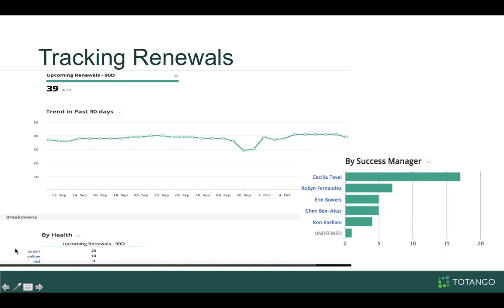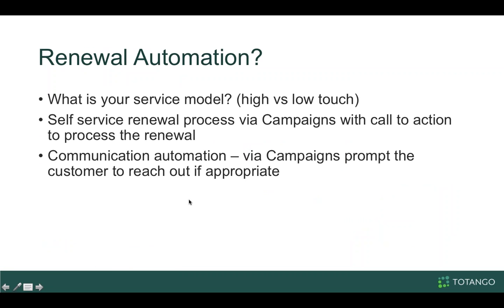So I can see how many customers are in red, for example, yellow or green. So I have 9 that are in the next 90 days that are in red. So it gives me some visuals to track too. So that's in the reports.